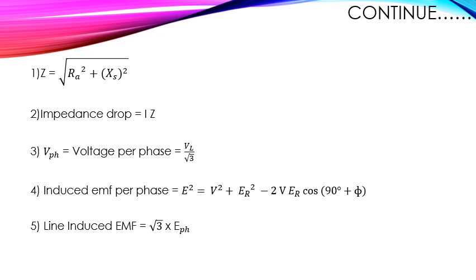If the armature resistance is neglected, then that ER will be at 90 degrees to the current, and that's why we can take theta as 90 degrees. So here it is cos of 90 plus phi. So you see that, and the line induced EMF is root 3 times the phase voltage.